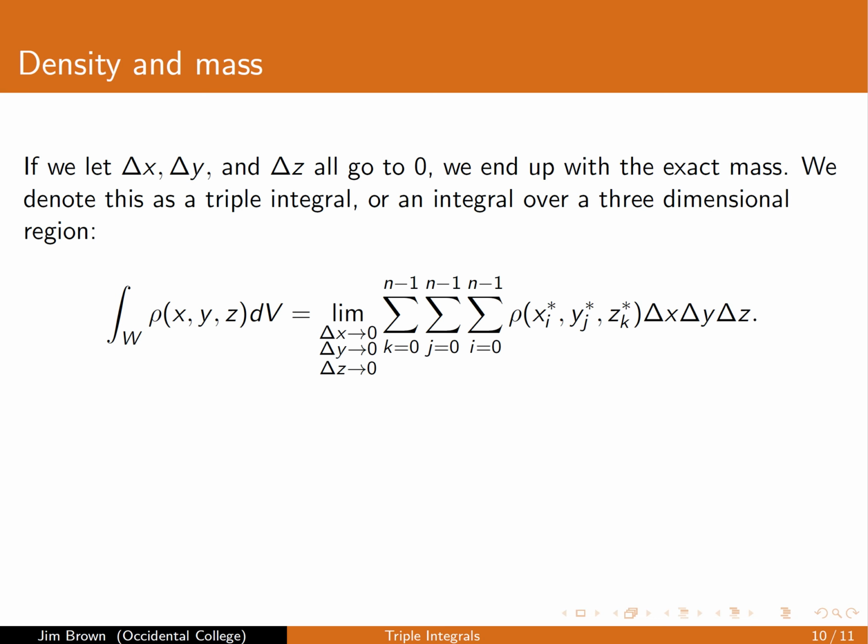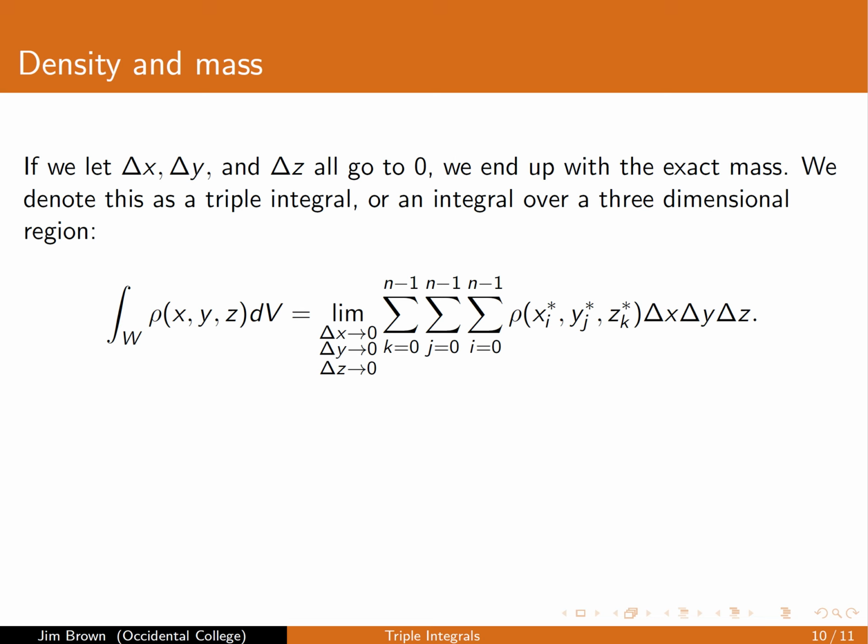So we denote this limit. So notice this thing on the right is now we're taking a sum over n boxes in each dimension. So we have n cubed boxes, and now we're letting the delta x, delta y, and delta z go to 0. So that's making the n go towards infinity. Of course, you could use different numbers of boxes here. I'm just choosing n in each direction just to make it a little simpler.